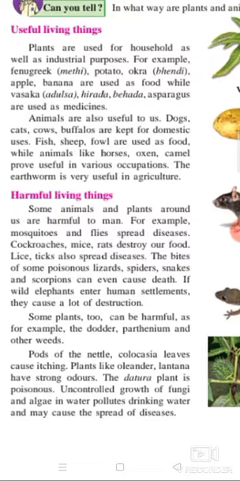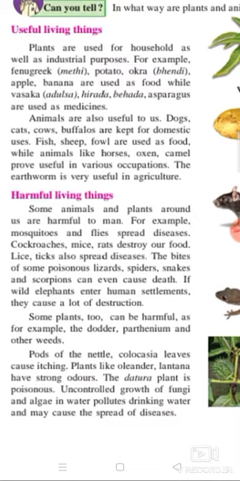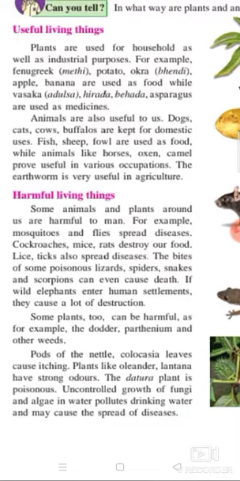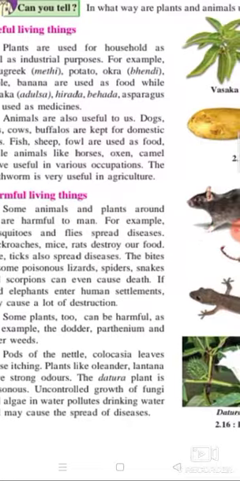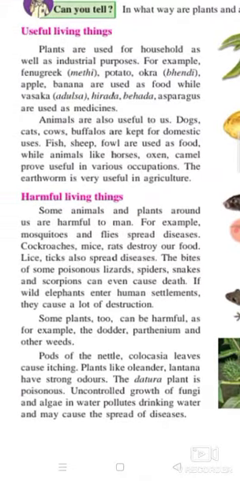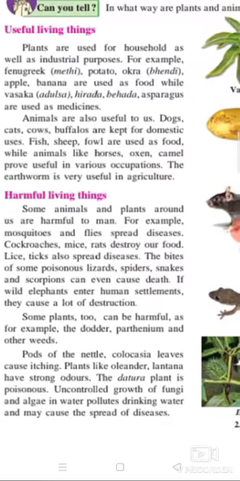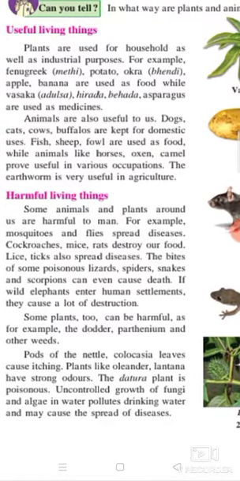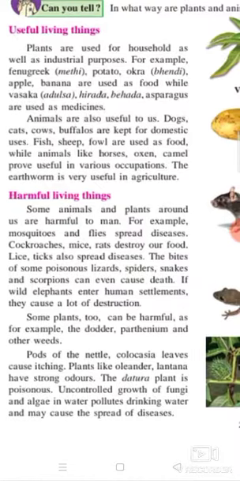So the next, what? Cockroaches, mice, rats destroy our food. Lice, ticks also spread diseases. The bites of some poisonous lizards, spiders, snakes, and scorpions can even cause death. If wild elephants enter human settlements, they cause a lot of destruction. Destruction means what? To destroy something.